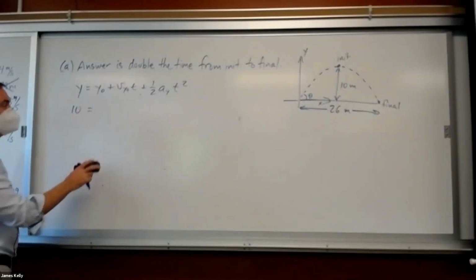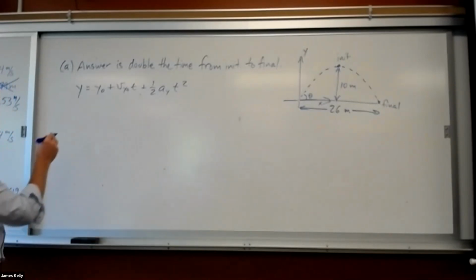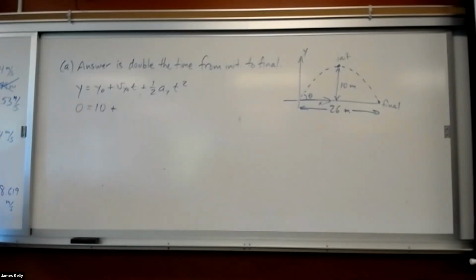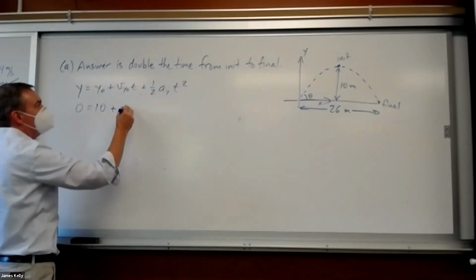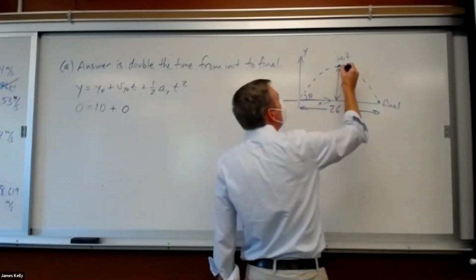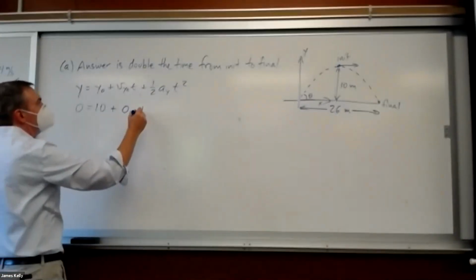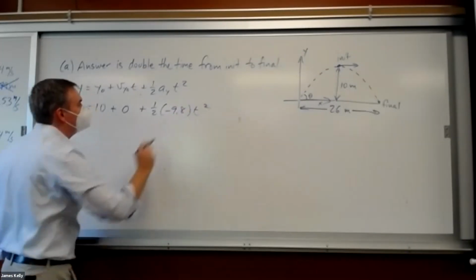Yes. It's getting too late for me, obviously. Okay. Y initial is 10. Y final is 0. Thank you very much. Vy initial, this is why it's so nice to use that point as initial, because Vy initial is 0. It's only moving along the x direction at that instant in time. Plus 1/2 minus 9.8 times t squared.